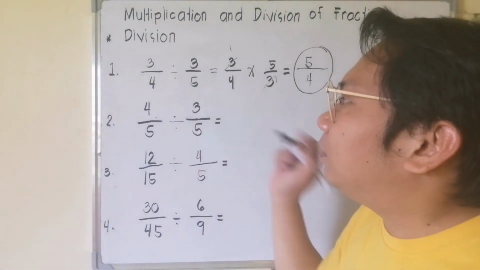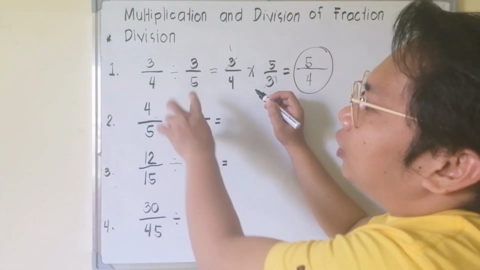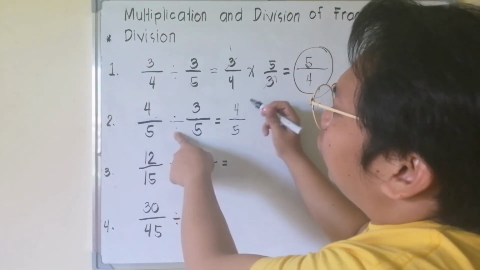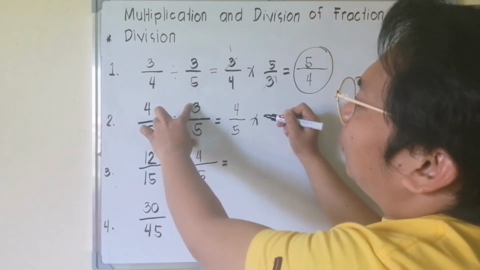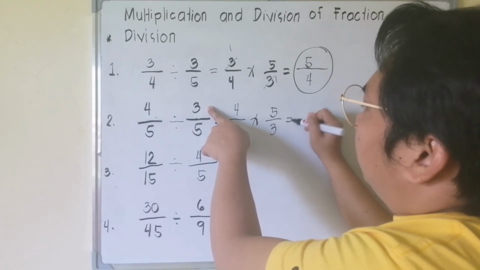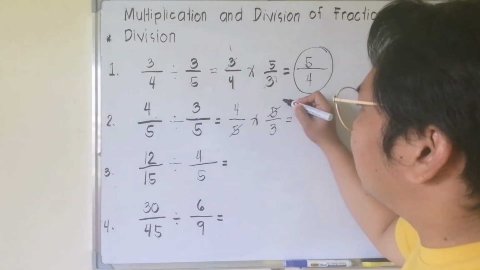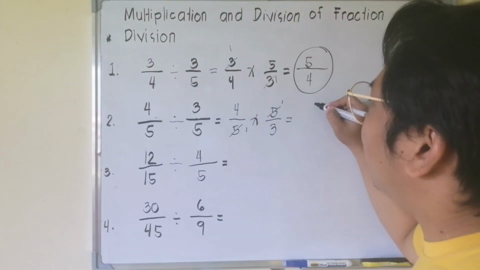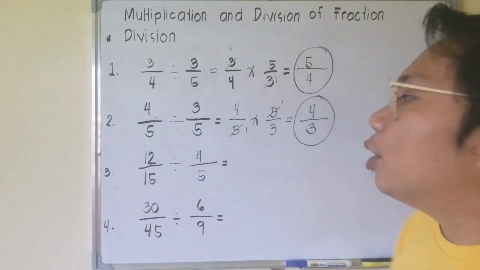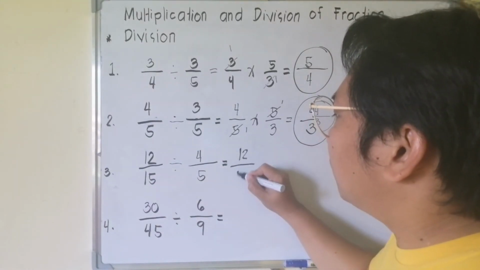Next, we have 4/5 divided by 3/5. Again, we will change your division to multiplication and take the reciprocal. So, you have now 4/5. Change this one into multiplication and take the reciprocal. That's 5/3. We have again the common factor here. We have 5. So we can do cancellation. This is 1 and 1. 4 times 1, 4. And 3 times 1, 3. So meron tayong 4/3.